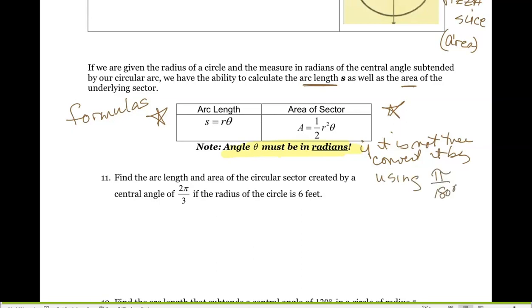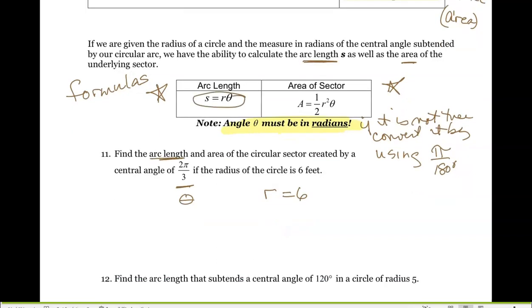Okay, so let's read this first question. It says, find the arc length and the area of a circular sector created by a central angle of 2 pi over 3, if the radius equals 6. Okay, so they want two things. The arc length. So let's get that. We're going to do that one first. S equals R times theta.